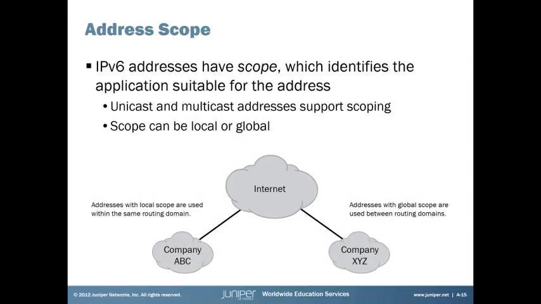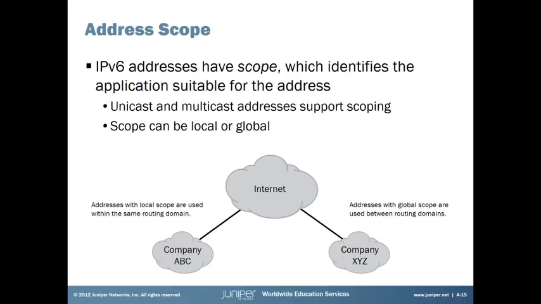Okay, let's talk about this idea of address scope. Just like with IPv4, where we have publicly routable addresses and addresses designed just to be used within a private network, we have the same setup, the same address allocation, for IPv6. So scope can be local or global.